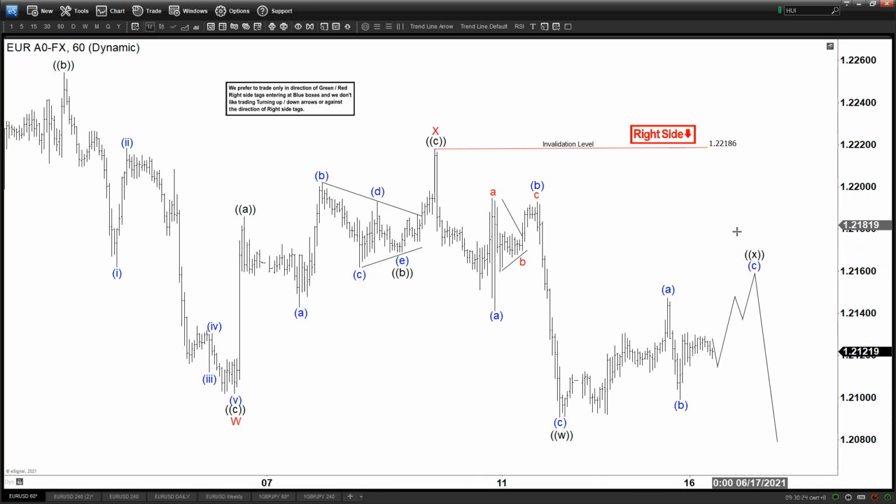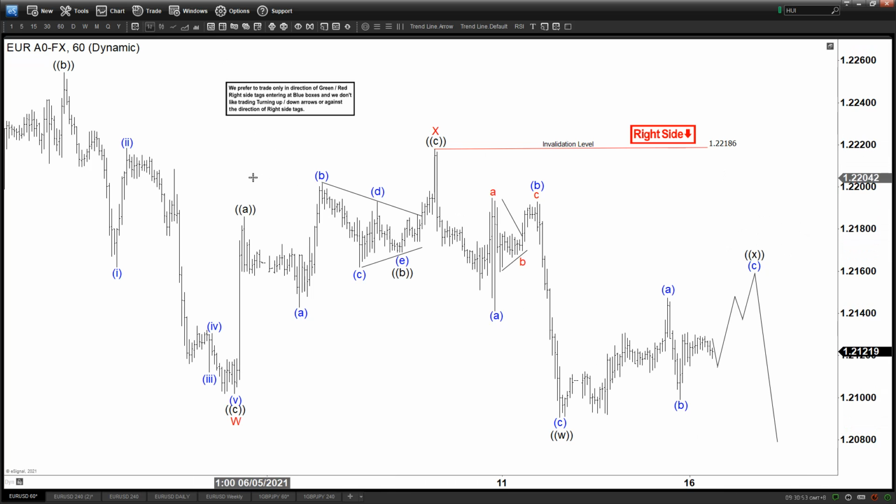But before that, because everybody only focuses on the 15 minutes and 1 hour, they forget about what the larger degree outlook looks like. Now we can see if we label this as a WX, that suggests that this pattern here is a correction, even though it goes down as a corrective pattern. So we can conclude the right side still remains to the upside.